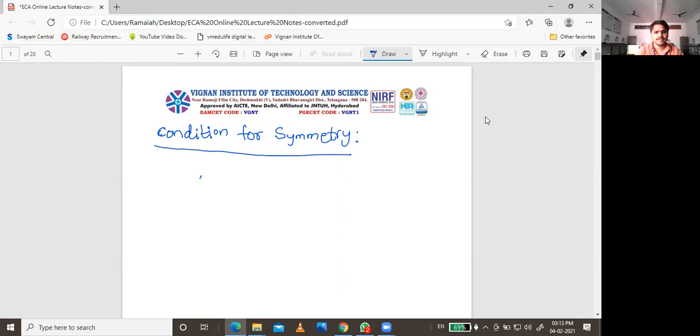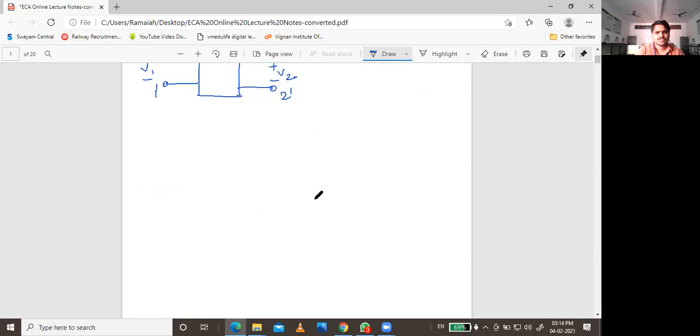So now we have the two-port network. Given two-port network is like this. It has port 1 with terminals 1 and 1 dash. The voltage at port 1 is V1, the current is I1, and port 2 is 2 dash. The voltage at port 2 is V2 and current is I2. So this is our two-port network. Then what is the condition?